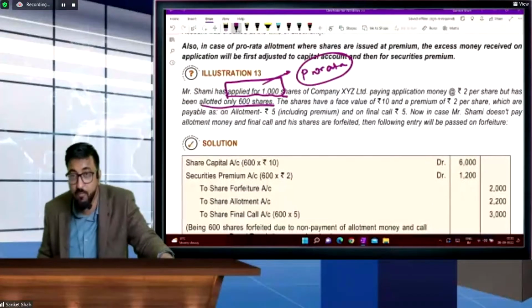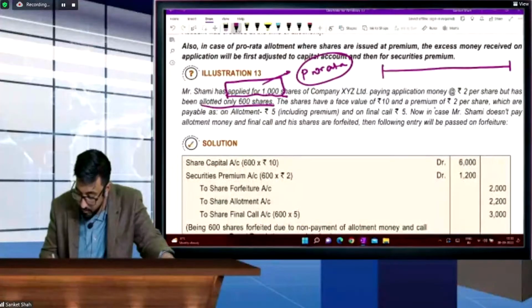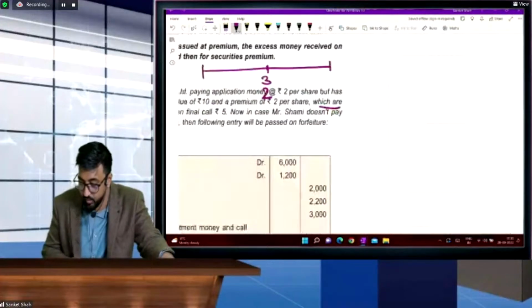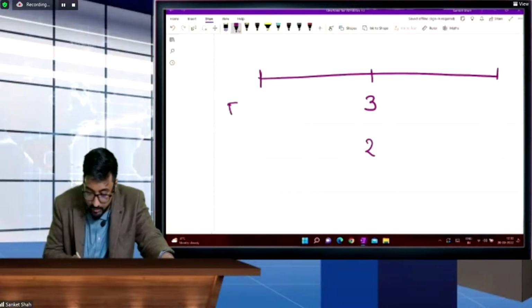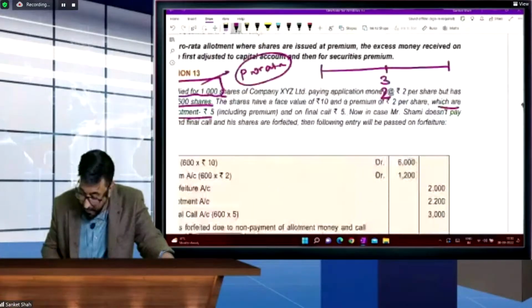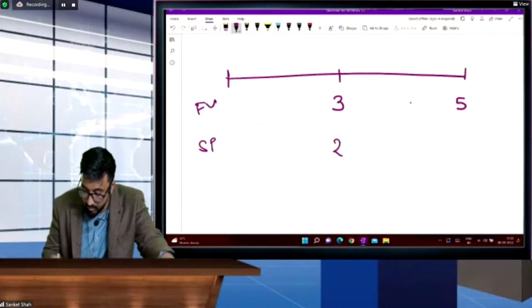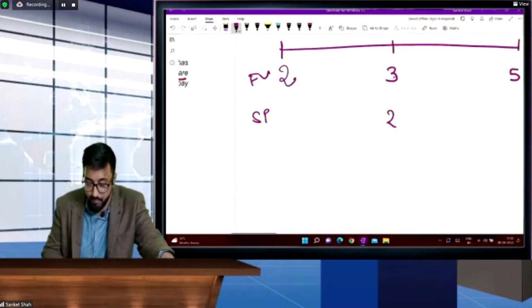The shares have a face value of 10. Premium 2, which is payable on allotment including premium. So premium is 2, 3. So beta, let me draw the diagram for you. 3 is face value, 2 is premium, and final call 5. 5 and 3 is 8. So application is 2. Easy.